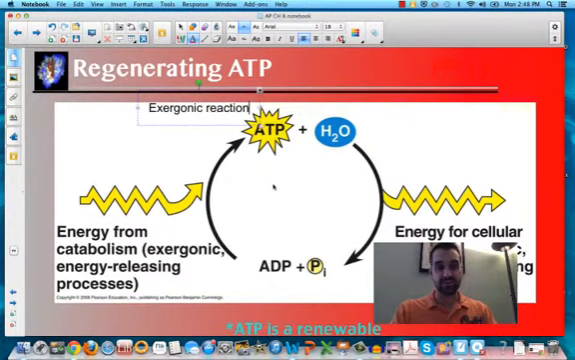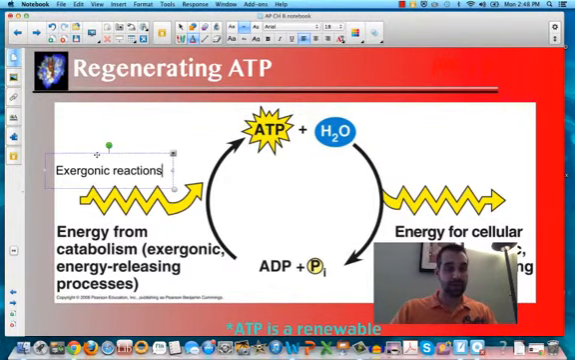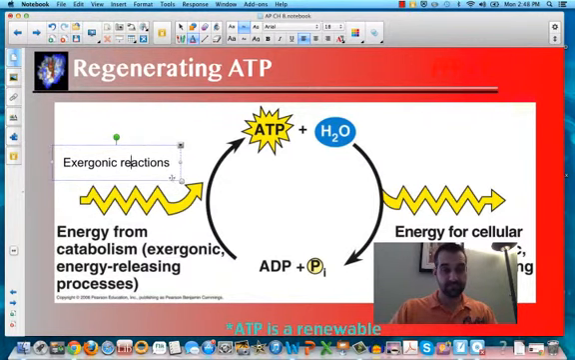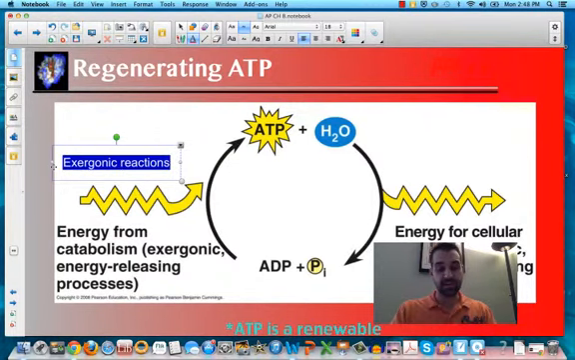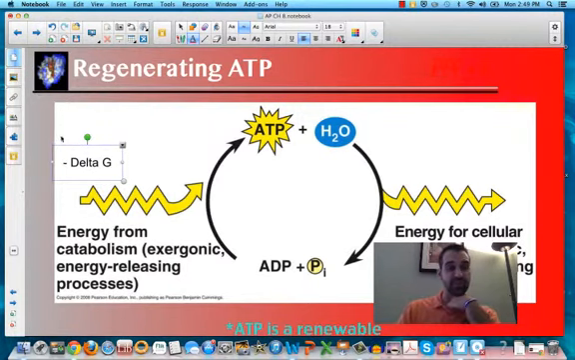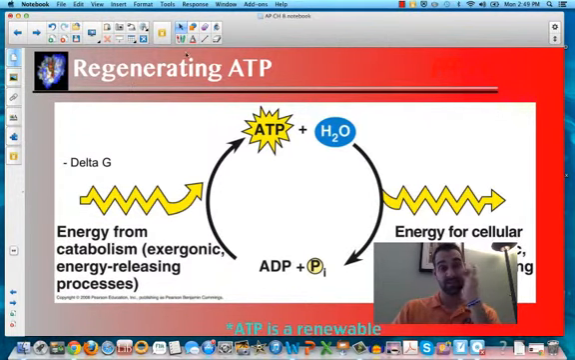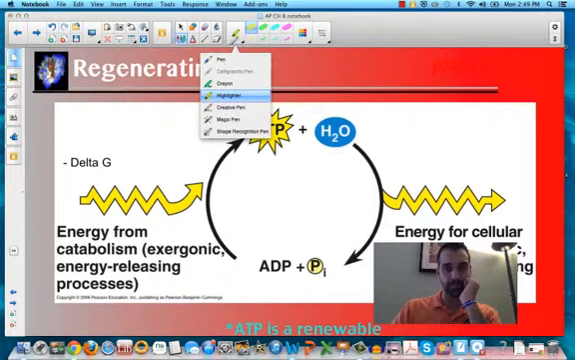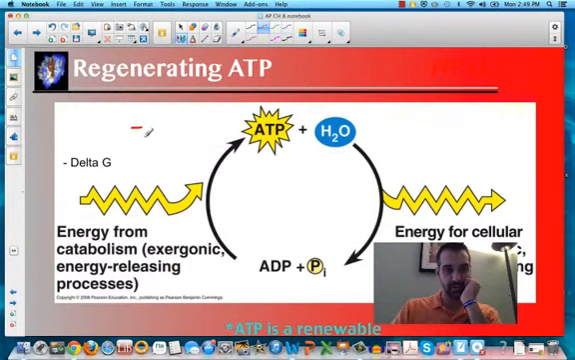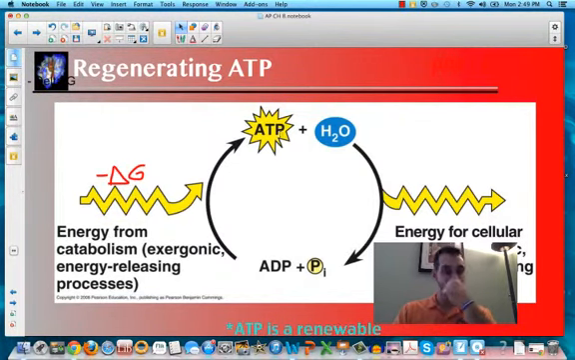Exergonic reactions. So we are going to break down biomolecules, and exergonic reactions are going to release energy. So this is going to be negative delta G. Exergonic reactions. Do y'all get that? That this is a release of delta G. Negative delta G. Okay, exergonic reactions, negative delta G.